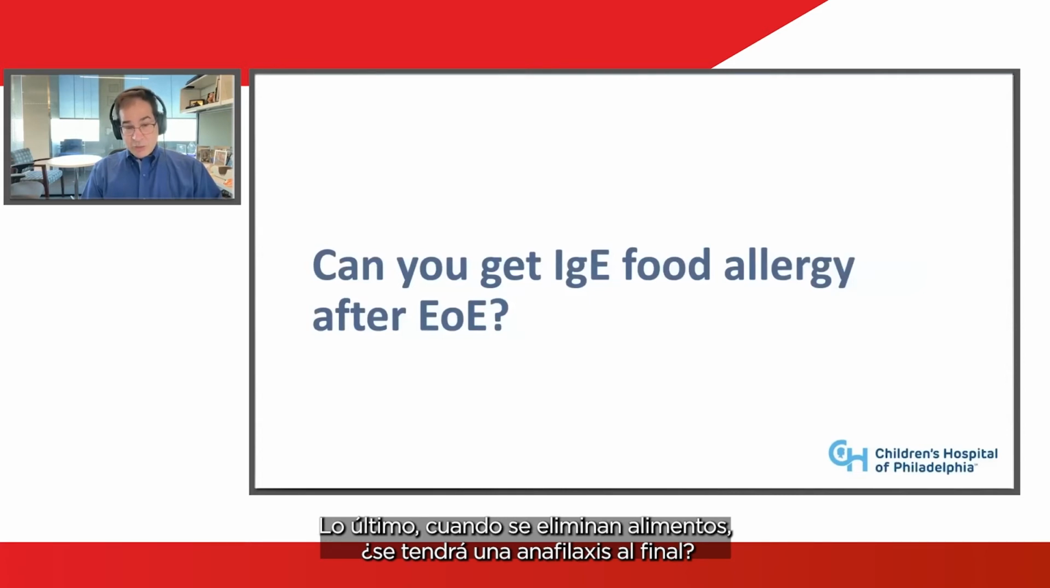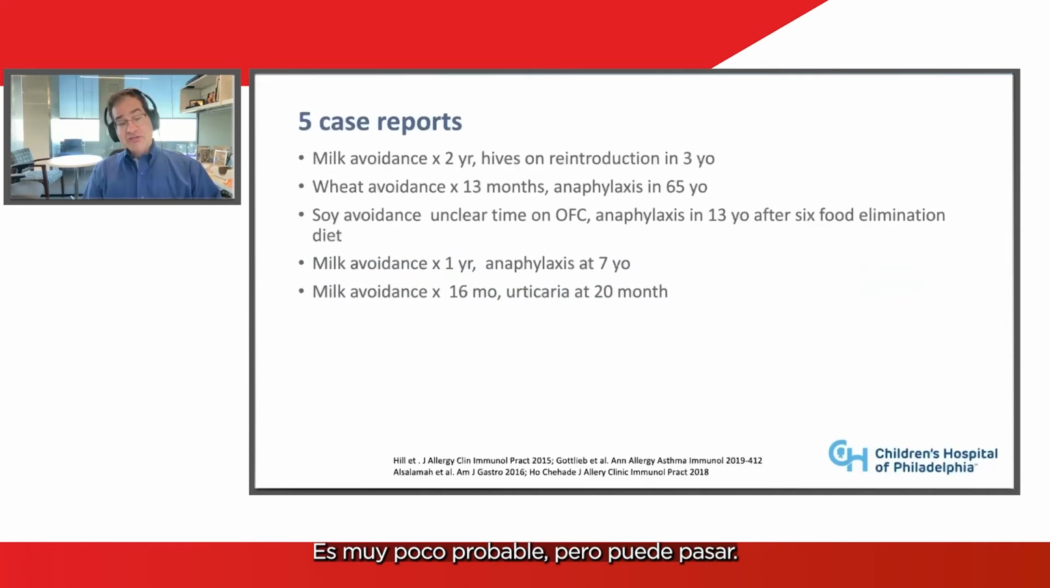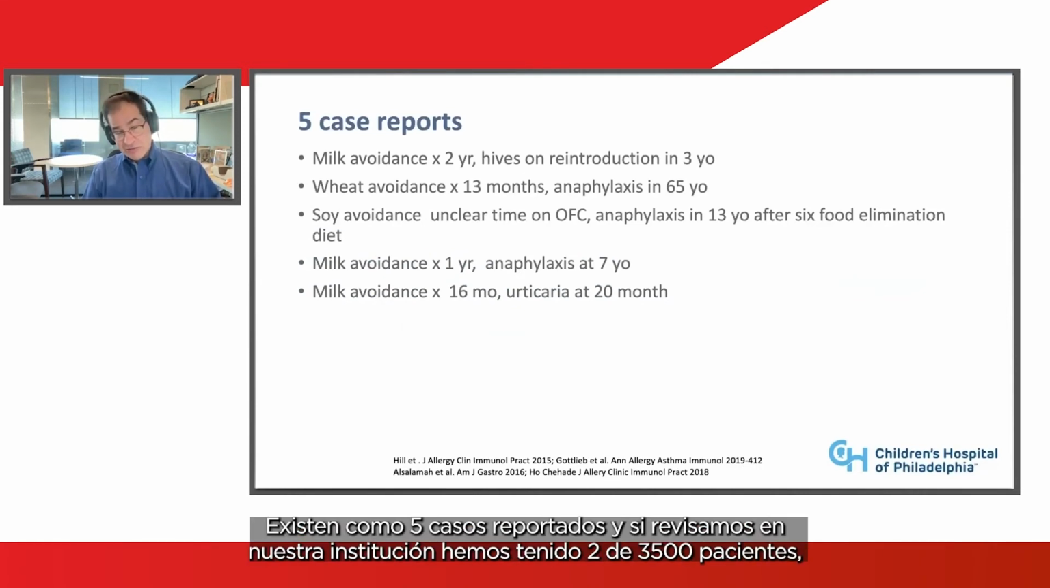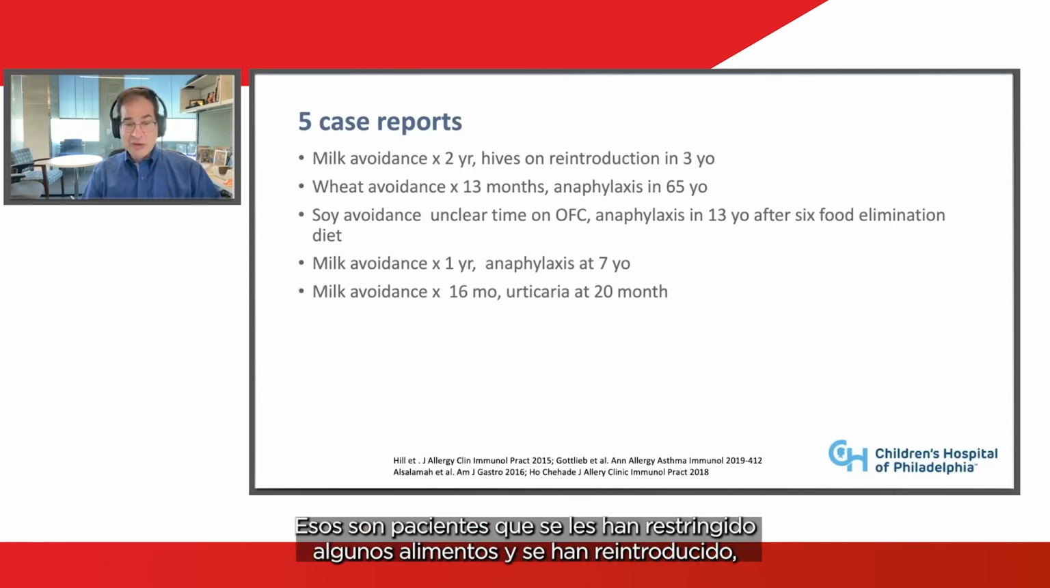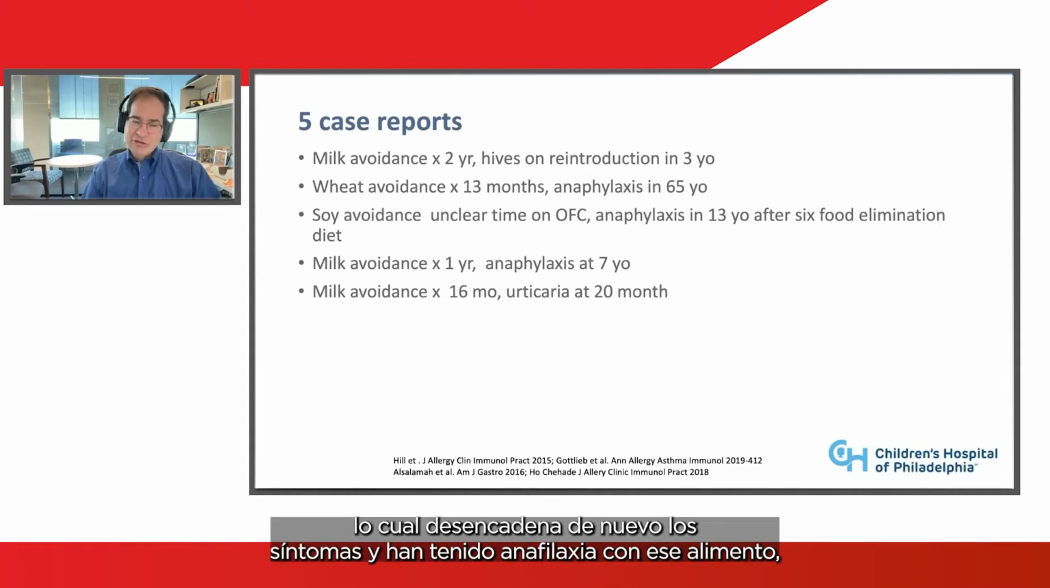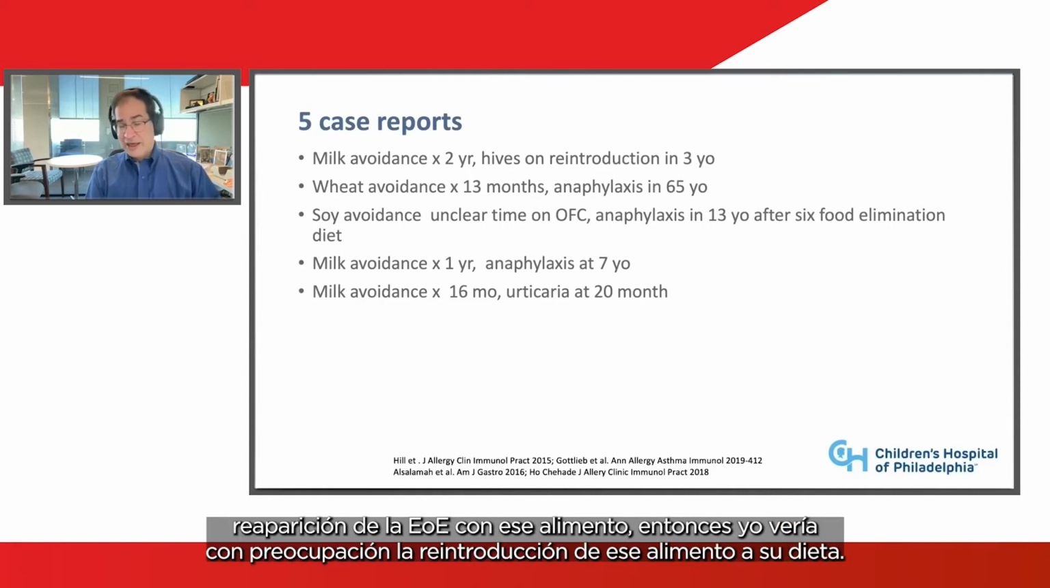The last thing is, when you do food elimination, can you sort of get anaphylaxis afterwards? It is extremely rare, but there have been case reports. There have been about 5 case reports in the literature. When we looked at our institution, we had about 2 out of our 3,500 patients. So rare, but it's not zero. These are patients who avoided the food, reintroduced the food, and triggered it back. When would I worry about this? If a patient had anaphylaxis to the food, outgrew it, then got EOE to the food, I would be a little nervous about adding that food back in at that time.